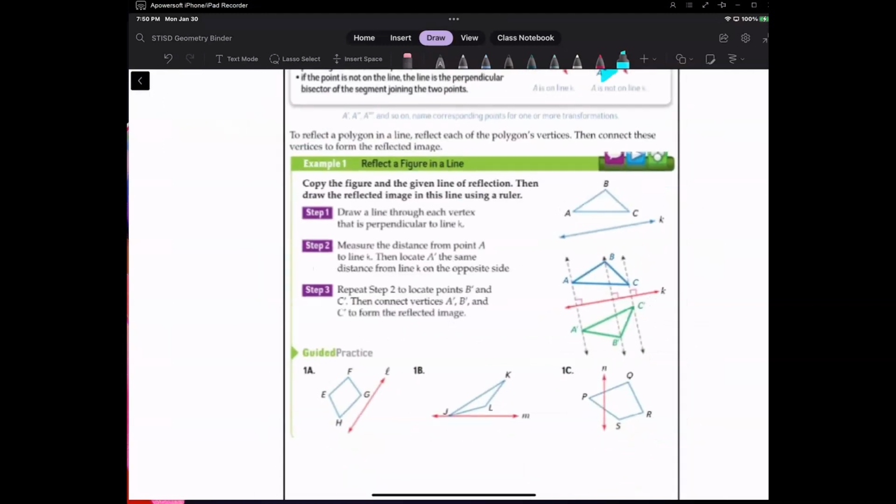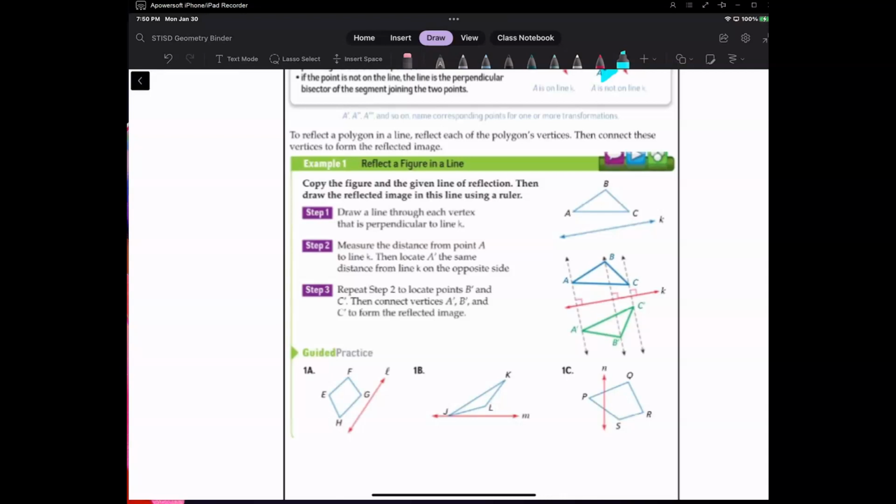To reflect a polygon in a line, reflect each polygon's vertices, then connect those vertices from the reflected image. Draw a line through each vertex that is perpendicular to the line K. Measure the distance from A to line K and then locate A prime the same distance from the line K.